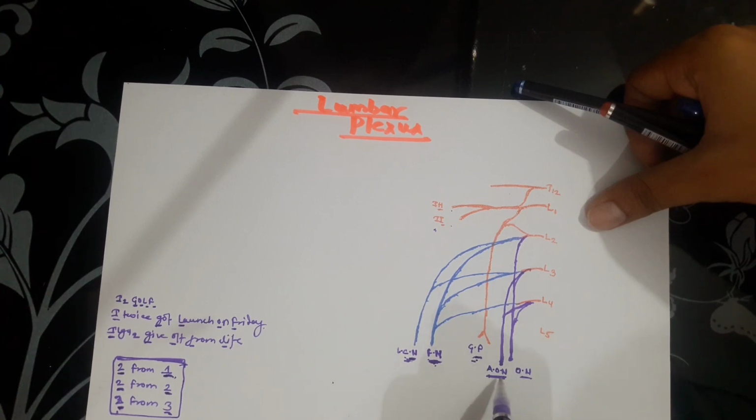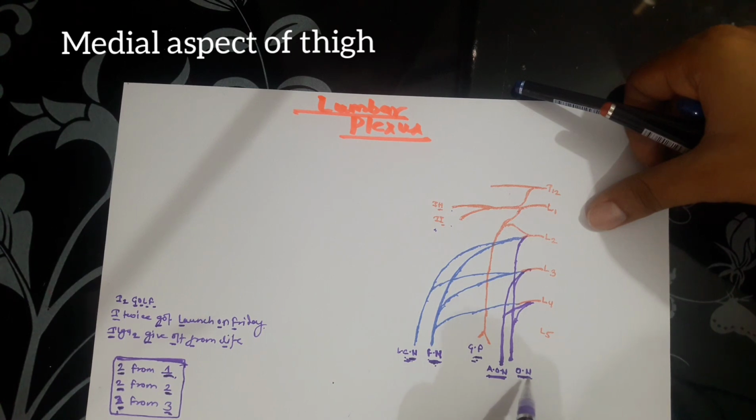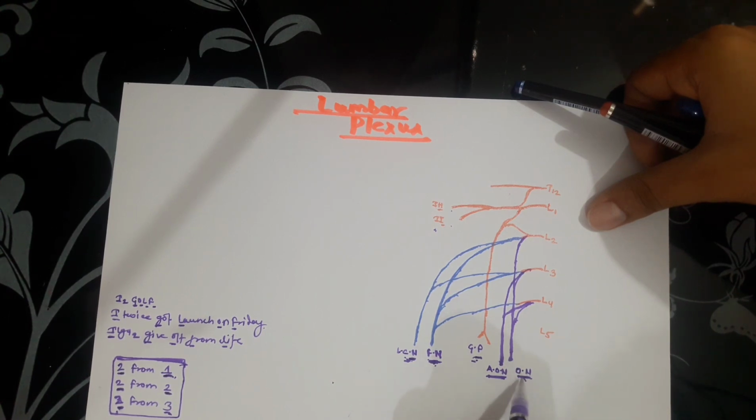Here we can see the obturator nerve. The obturator nerve generally emerges from the medial border of the psoas major muscle, and it passes into the lesser pelvis inferior to the superior pubic ramus, and then supplies the adductor muscles of the hip and the medial aspect of the thigh. It also has two types of nerve fibers, sensory and motor.